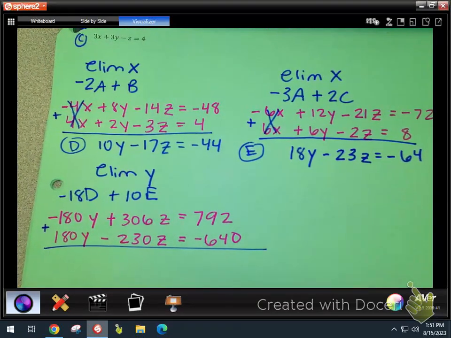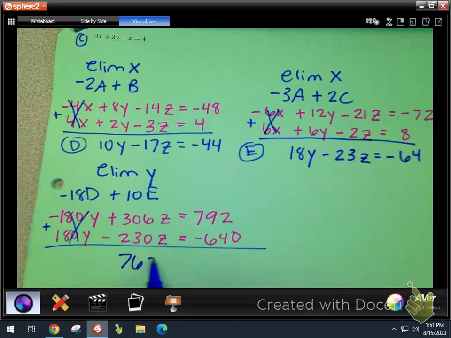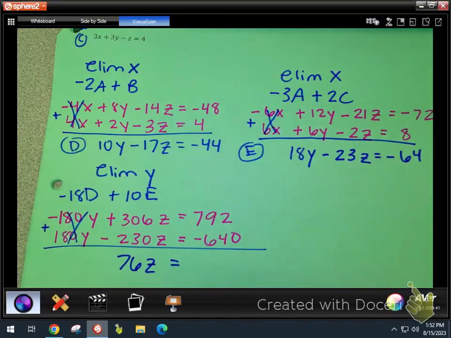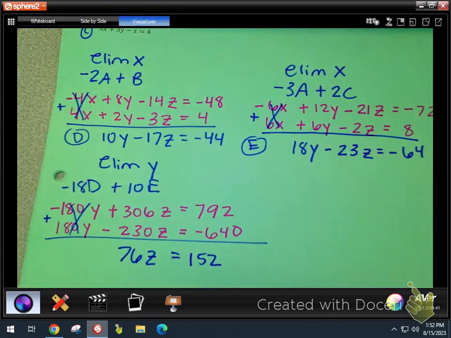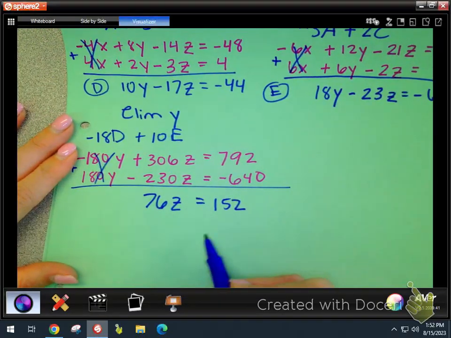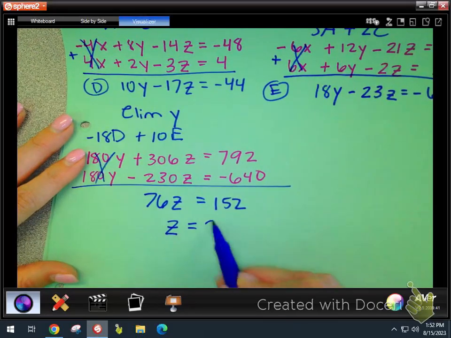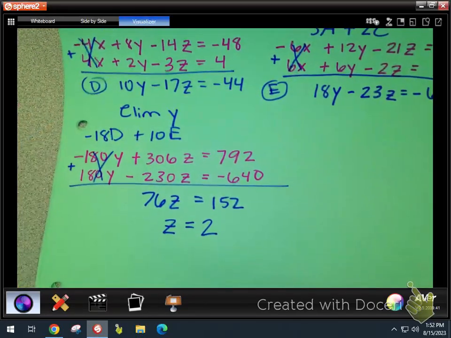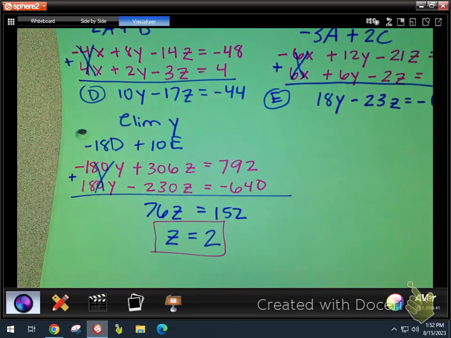Plus, all right, y's go away. 306 minus 230, 76z equals 792 minus 640. Y'all are really fast. Are y'all working ahead or do y'all just have good mental math? I'm not good at mental math either. All right, 152 divided by 76. Z equals 2. Okay? It's also really important that you guys keep consistent with your variables. Okay, are we done?